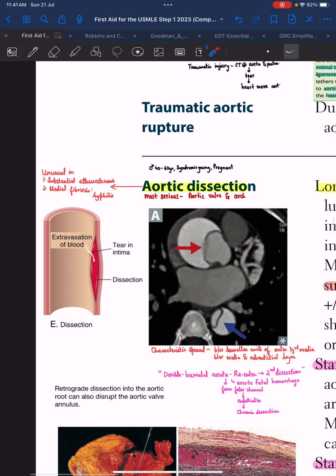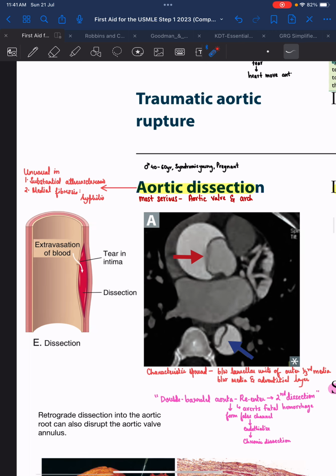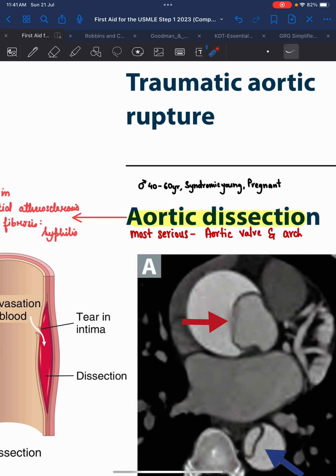The most serious form of aortic dissection involves the aortic valve and aortic arch. As for risk factors, males are more frequently affected than females. The age distribution is that the patient usually presents around 40 to 60 years. If there is a young patient, we suspect a syndrome, any sort of syndrome which is linked to it. Also in pregnancy, because of hemodynamic changes, the blood vessels are predisposed to dissection.